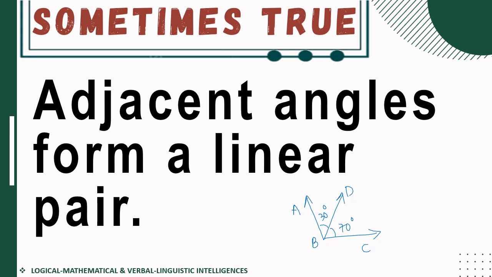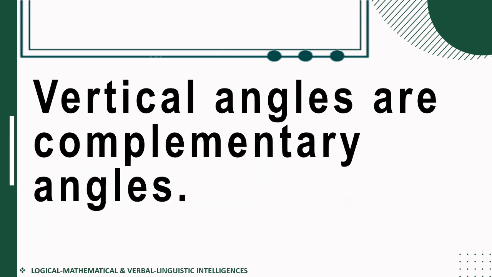So when can we have an adjacent angle which is also considered a linear pair? Of course, this is definitely an example of a linear pair. Here, these two angles are adjacent and at the same time supplementary. But in this case, although they are adjacent, they are not supplementary, so they are not a linear pair. So this statement is sometimes true only.